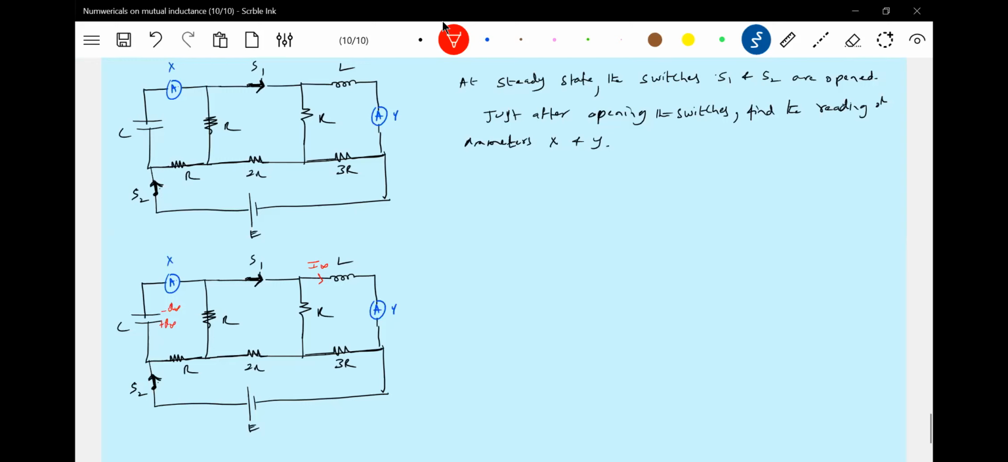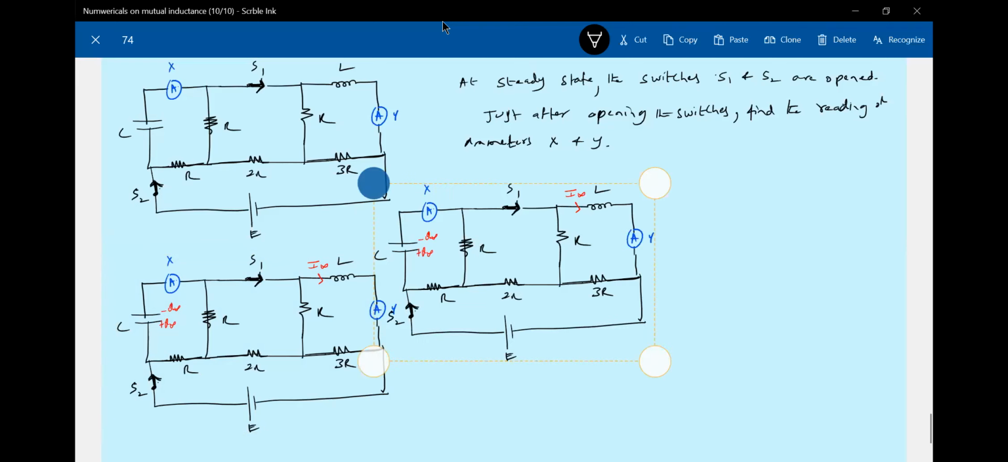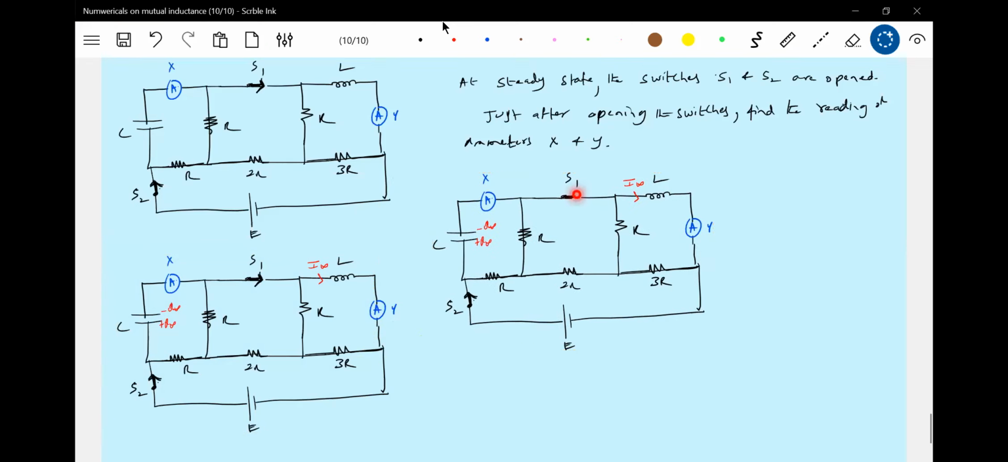The moment I open the switch, what conditions will arise? How will the current through the emitters flow? Will they flow in the same direction? The switch is open. What will this capacitor do? There won't be EMF due to the cell, so there won't be any influence of this cell on either the capacitor or the inductor.